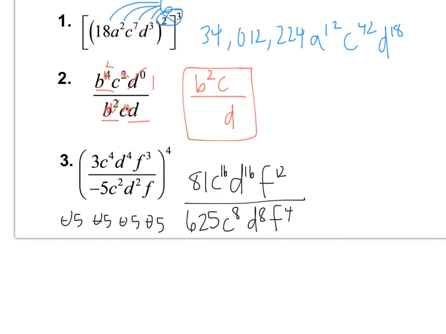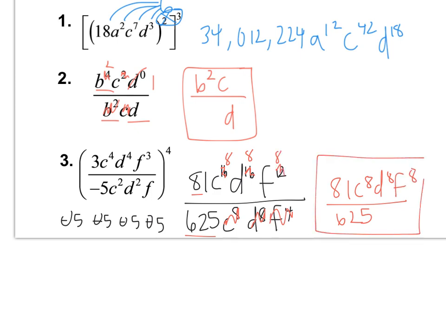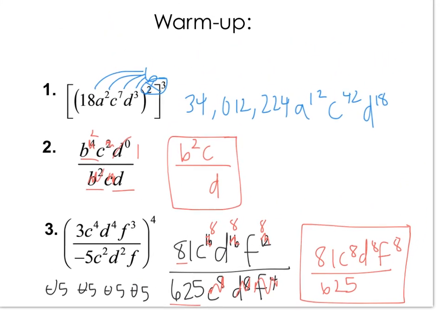So now if I simplify here, 81 over 625 cannot simplify. Nothing goes into those evenly, so I know those numbers will be in my answer. And then if I take away c to the 8th, I'm left with c to the 8th in the numerator. Take away d to the 8th in the denominator, left with d to the 8th in the numerator. Take away f to the 4th, and I'm left with f to the 8th in the numerator. So I'll have an exponent of 8, and that's my final answer. So we just took some time to review a little bit of multiplying monomials.